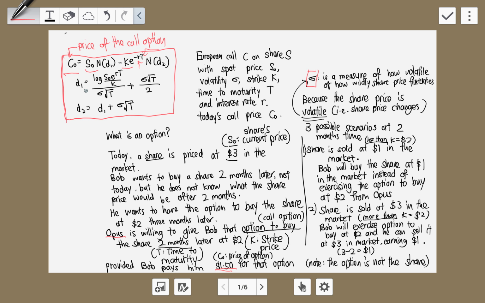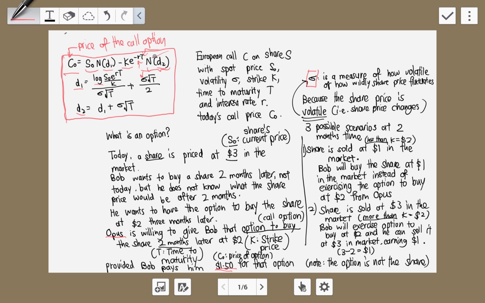That means from now until the time that you can exercise the option, how long is that. And then D1 and D2 here is actually an elaborate formula. So this is the log function over here. S naught again is the current price of the share. R and T I've explained, K also I've explained. So only the sigma, this sigma means the volatility of the share. That means how much the share price fluctuates also affects the call option price.